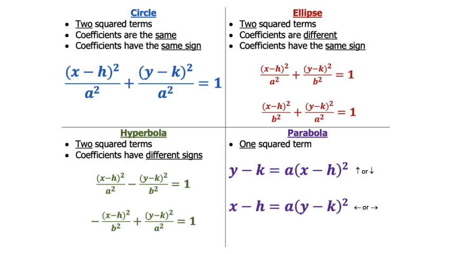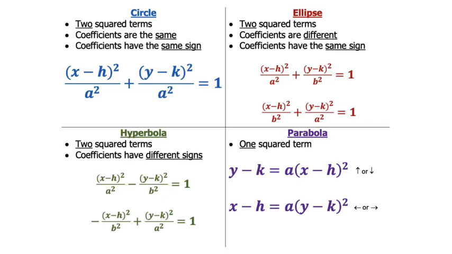So these are the equations for shifted conics. That means the centers are not necessarily at the origin, but these are always the ones that are good to use. If we have something centered at the origin, or a parabola with its vertex at the origin, we can always just replace h and k with 0.